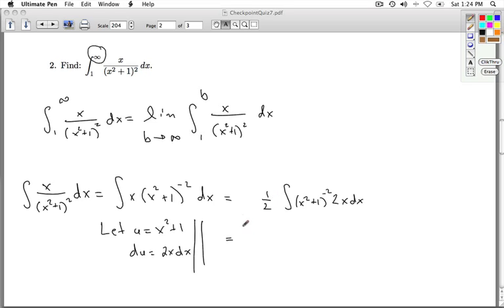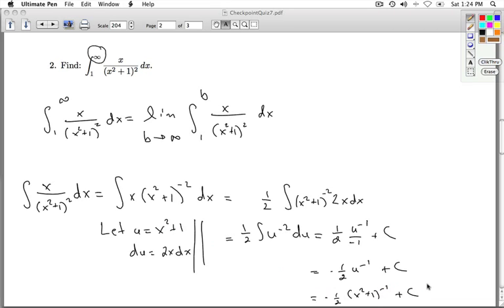So in the land of u's, this becomes 1/2 integral u to the minus 2 du. I apply the power rule. 1/2 u to the minus 1 over minus 1 plus c, which is minus 1/2 u to the minus 1 plus c. We've solved it for you, now you got to solve it for me. I want the x's back in there. So I get minus 1/2 (x squared plus 1) to the minus 1 plus c. This is now my antiderivative.